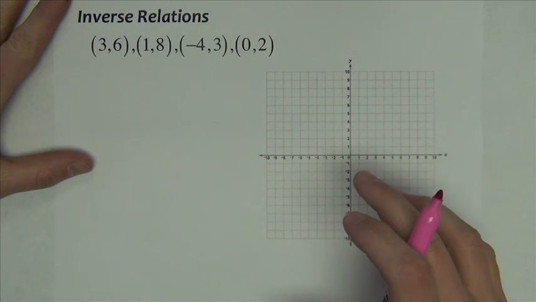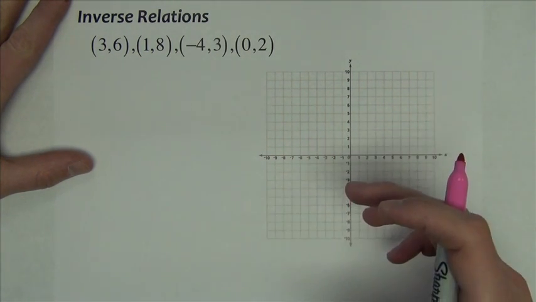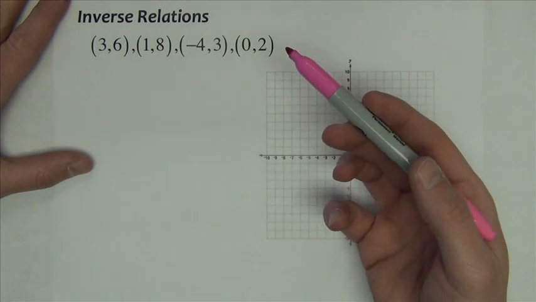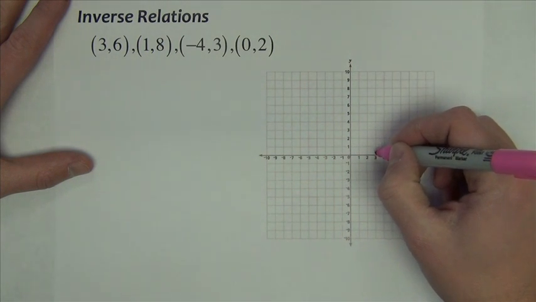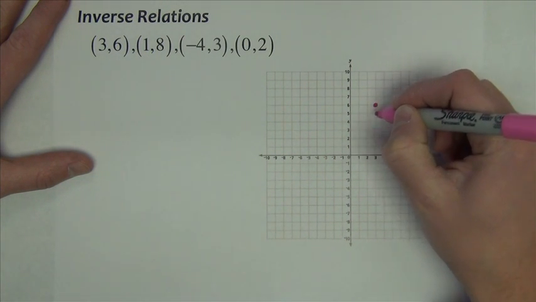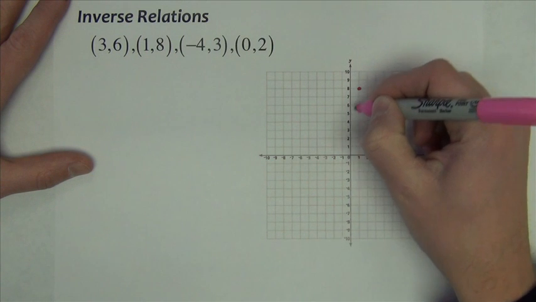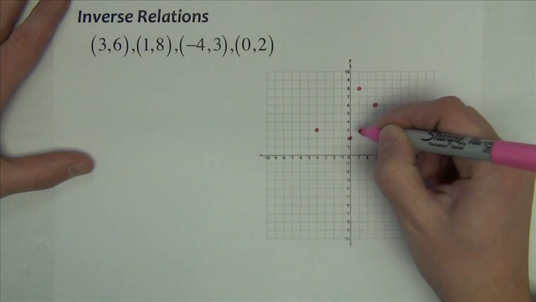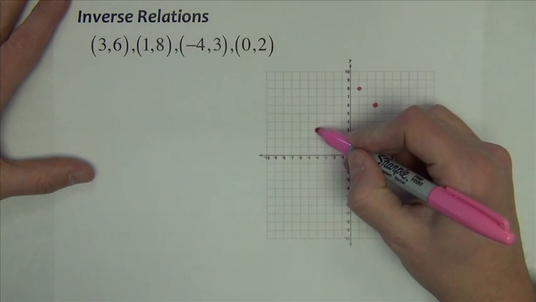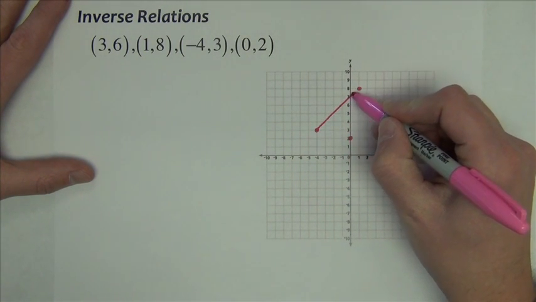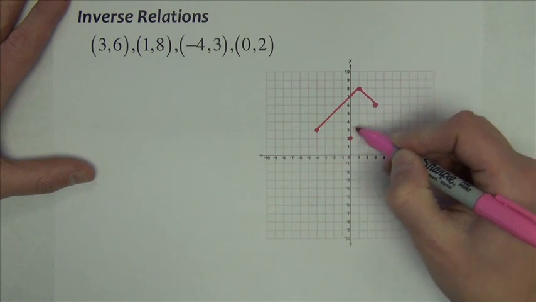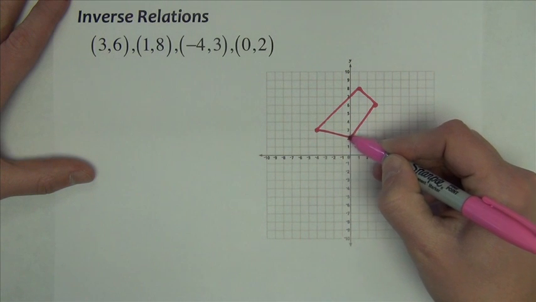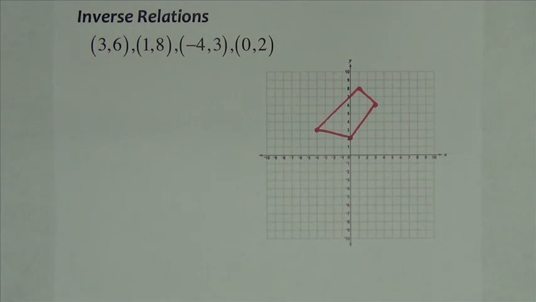To lead us into inverses, and so I want to see the visual aspect of inverses, what I'm going to do is take this set of points, which is a relation, just a set of points, and I'm going to plot this set of points. So we have a point at (3, 6), (1, 8), (-4, 3), (0, 2), and just for visual sake, let's go ahead and connect the dots so it pops off the page at us and makes it a little bit easier to see. Okay, so there's this relation.